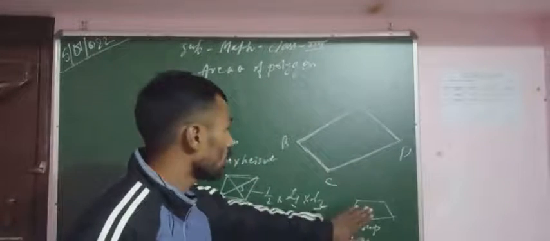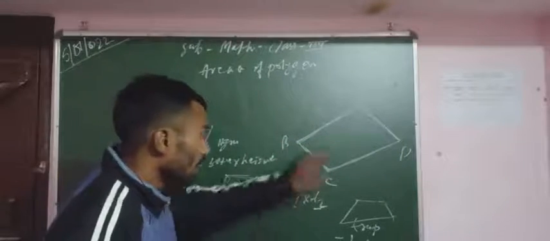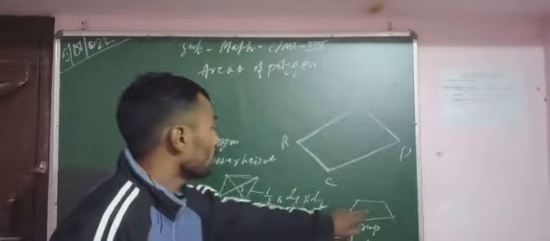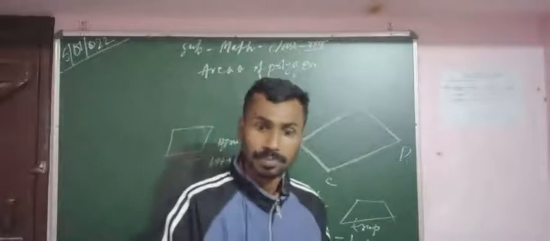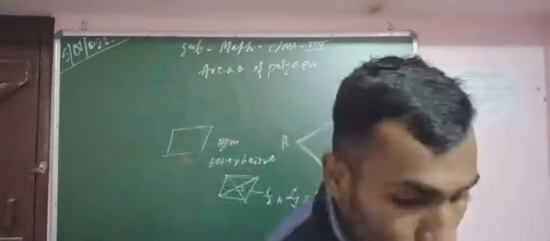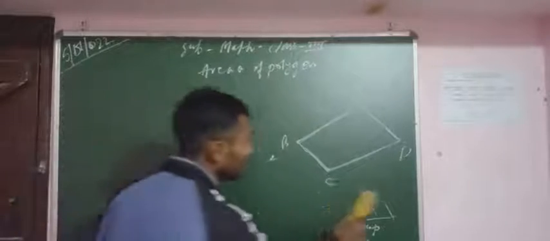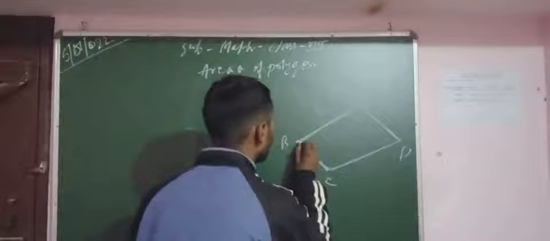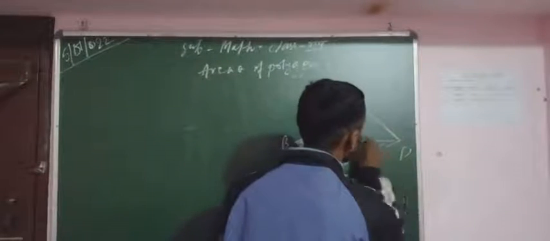When the figure is not similar to these, that means the figure is completely different. It's a quadrilateral, but it is not a trapezium or rhombus or parallelogram or rectangle or square. In that case, first of all, we can draw a diagonal.